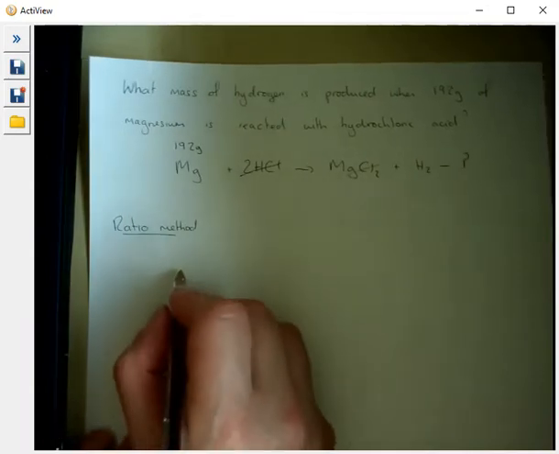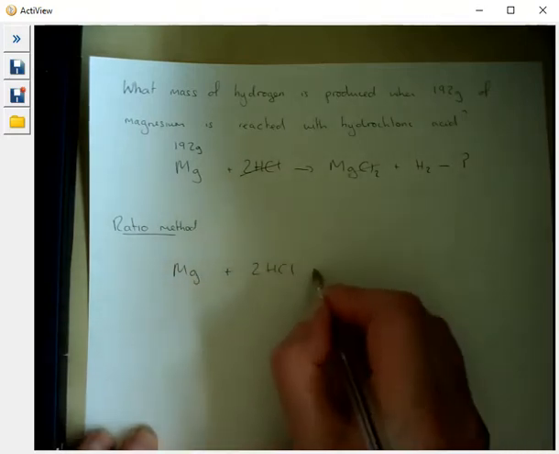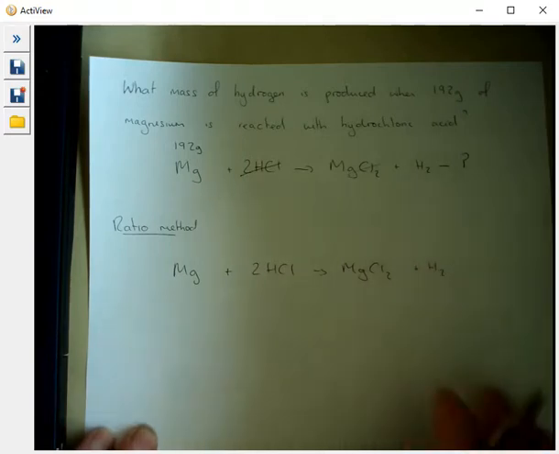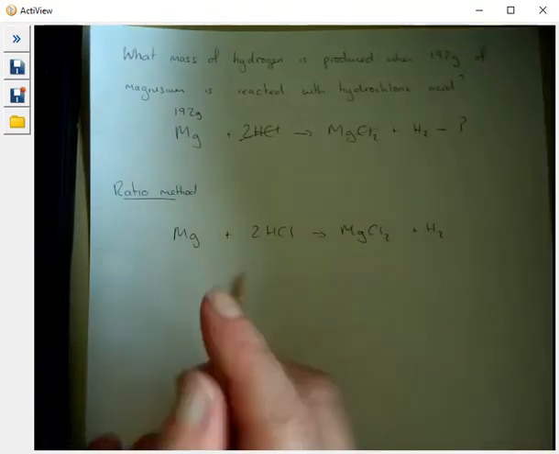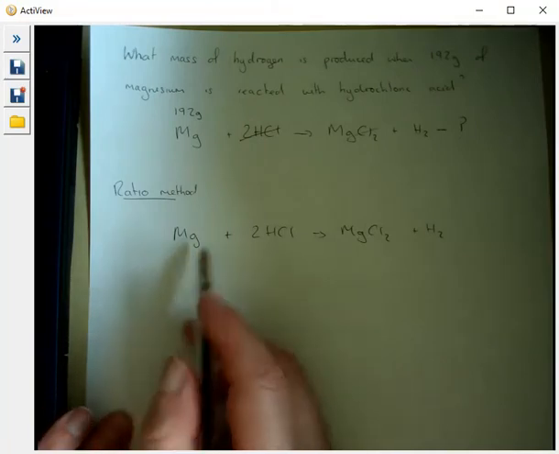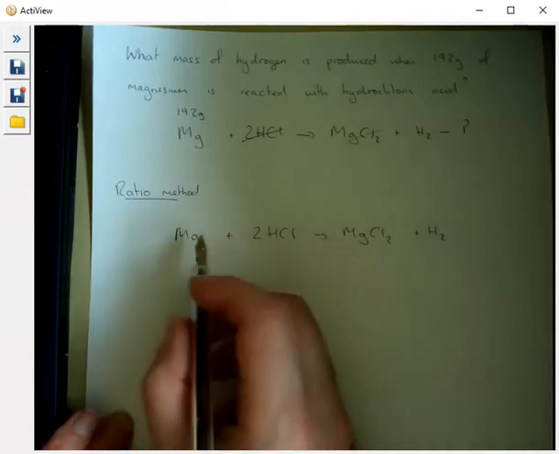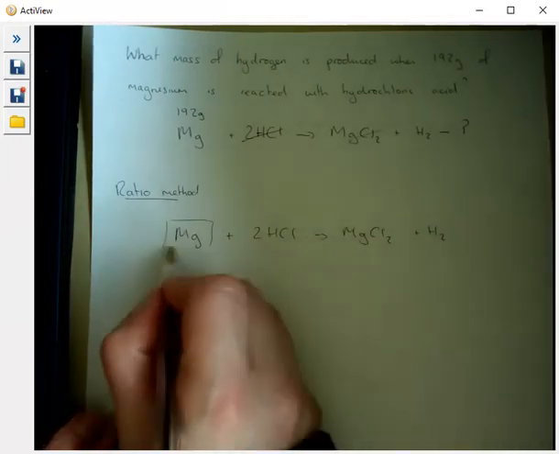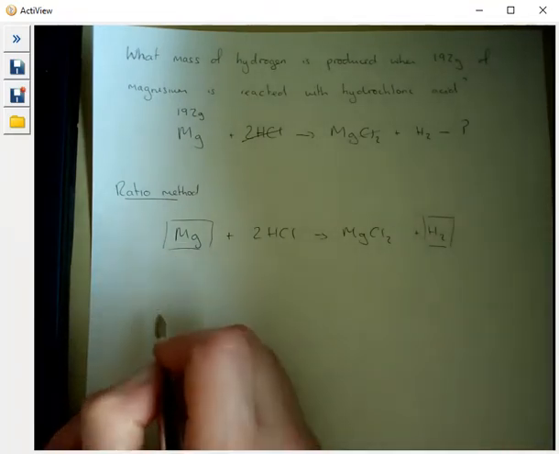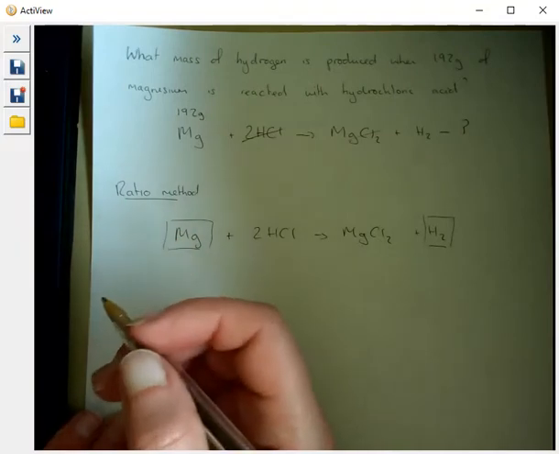For the ratio method, I'm just going to write this equation out again. What you need to do is write out the relative formula masses of the two species that we are interested in. In this case, I'm interested in the magnesium and I'm interested in the hydrogen. If I look in the periodic table, remember you're looking for the relative atomic mass, which is the biggest of the two numbers.